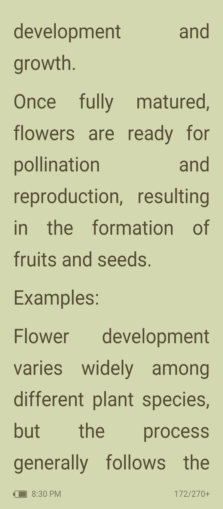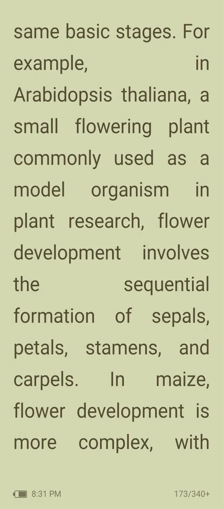Once fully matured, flowers are ready for pollination and reproduction, resulting in the formation of fruits and seeds. Flower development varies widely among different plant species, but the process generally follows the same basic stages. For example, in Arabidopsis thaliana, a small flowering plant commonly used as a model organism in plant research, flower development involves the sequential formation of sepals, petals, stamens, and carpels.